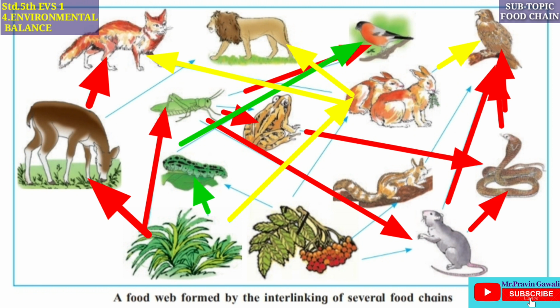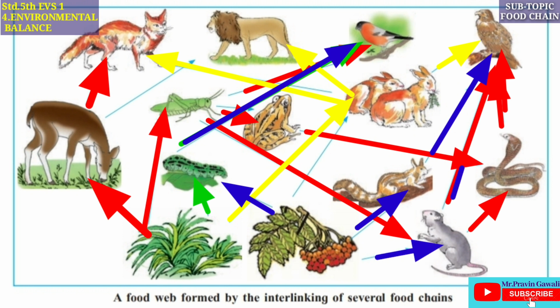See student, in all these food chains, we see some of the living things are common. For example, grass is common, grasshopper is common, rat is common, rabbit is common, snake is common. Okay. So all these common living things form different or various food chains. Let us see further. Fruit, leafworm, birds. Fruit, squirrel, hawk. Fruit, rat, hawk. Fruit, rat, snake, hawk. In this way, we see here some of the chains which form a food web.